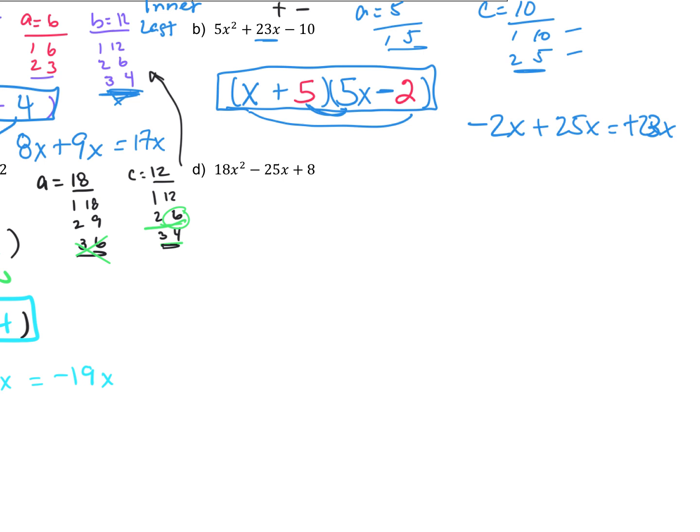Okay, so again, we have 18: 1 and 18, 2 and 9, and 3 and 6. We have 8, which is 1 and 8, 2 and 4. So which one do we want to use? Two parentheses. Now, because it's a minus and a plus, you go back up and look, that means this is going to be minus and a minus. So I know I have a minus here no matter what. Okay?